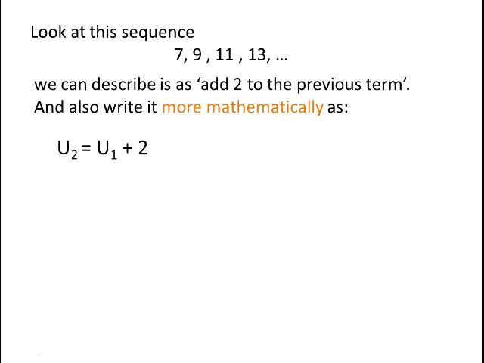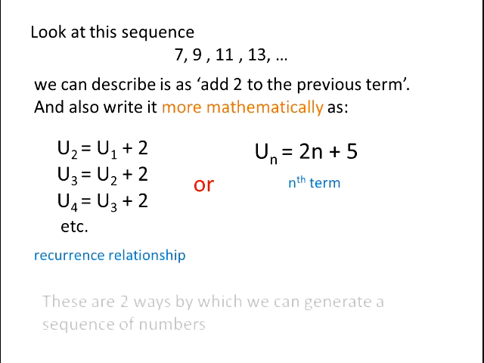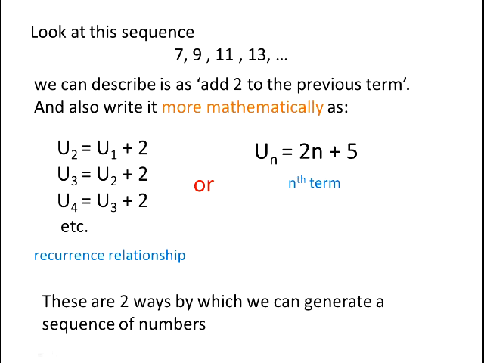So using that new terminology, we're saying the second term, this 2, is the first term plus 2. That works, doesn't it? And then we could go on and list it. So the third term is the second term plus 2, and so on. Or, like I just said, 2n plus 5 is the nth term. So this is what we mean by a recurrence relationship, this bit on the left.